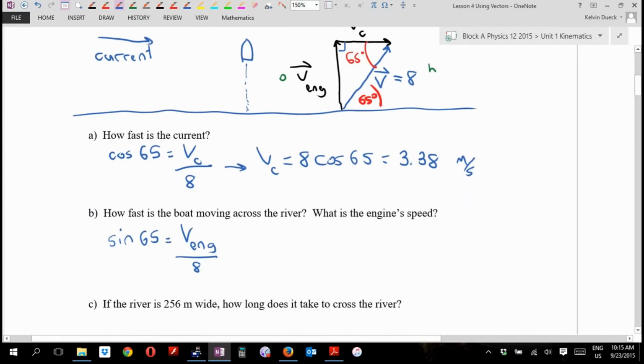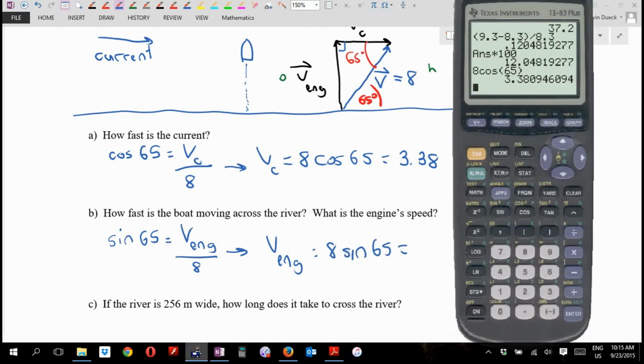Jake, is this one fraction equals one fraction? Oh, you don't say. So I think if I hear you, you're saying the engine speed is going to be 8 sine 65. Jake, have you heeded my advice to get a good calculator? Because if you have, you should be able to just backspace and change the cos to a sine and not have to retype everything else. Just saying.